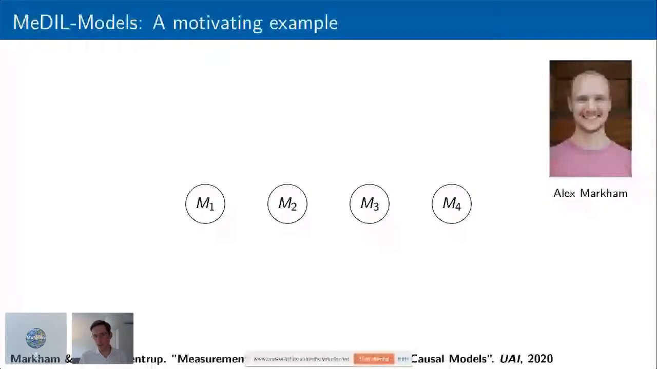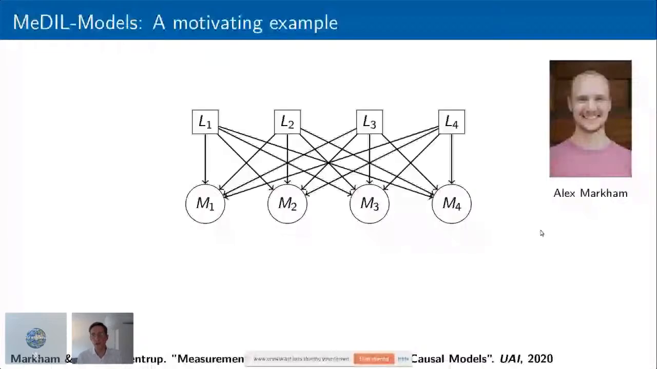And if you look into the psychology literature, then typically what people invoke are factor analysis models or maybe independent component analysis models. And essentially what is done in these models is that you posit as many latent variables as you have measurement variables, and typically assume that all latent variables a priori affect all measurement variables. And then you try to learn these functional relations from the latent variables L1 to L4 to the measurement variables M1 to M4.